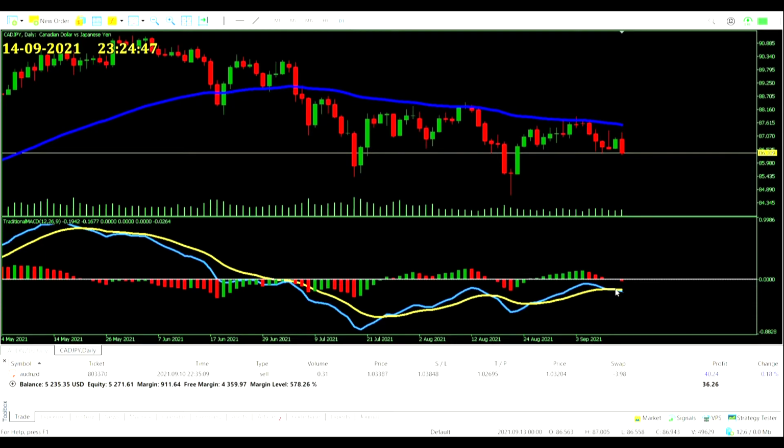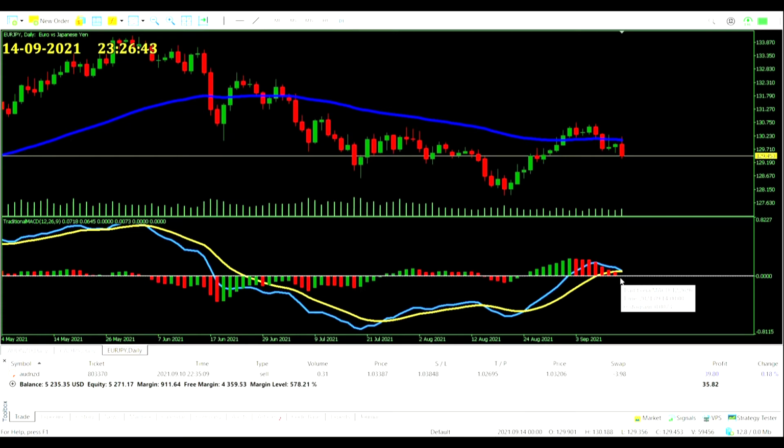On the Canadian dollar yen, and after these lines have been overlapped for the last couple of days, we now finally look like we are going to get that confirmation of a sell trade against the Canadian dollar yen. We got no trades open with either of these pairs, so we'll be free to take that signal. First, let's just check out the other pairs and see if there's any others out there.